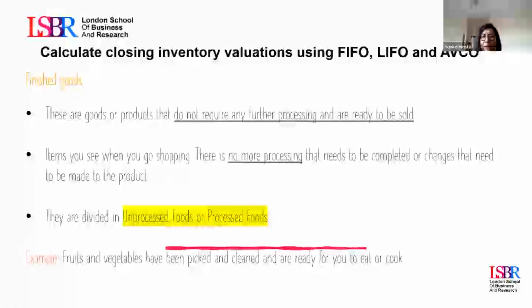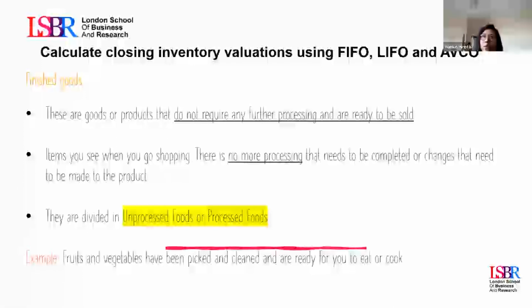So this is an unprocessed product, because obviously the lettuce doesn't imply any process, but probably the process for the lettuce is only cleaning and putting in a bag. So this is not a raw material. This is an unprocessed food. Or what is an example of processed food? Probably a bottle of juice.